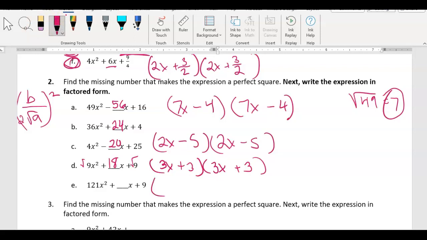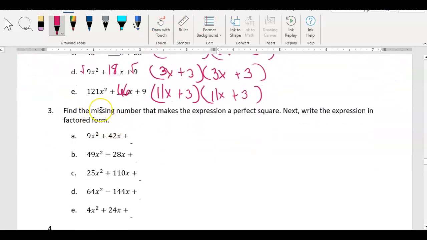Try this one here. 121 is 11. Okay, if you don't know that, memorize it. 11 times 11 is 121. Plus 3, plus 3. Okay, so we're going to get 33, and 33 is 66. Again, we can take the square root of 9, take the square root of 121, so that's 3 times 11 is 33. 33 times 2 gives me 66.